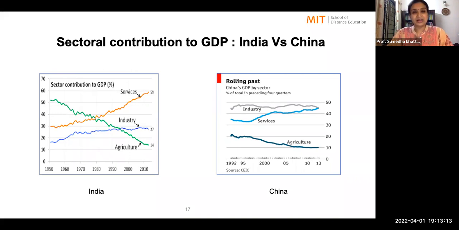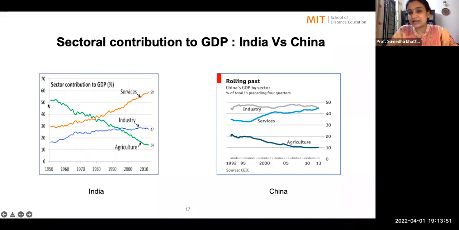So if we take this graphical representation and make a comparison between India and China, why we have taken India and China is because India and China started their path of development around the same time. That is why what we see is that China has overtaken India by leaps and bounds. Here the green curve is showing agriculture, while blue is showing industry and yellow is showing services. The contribution of agriculture was around 1950.